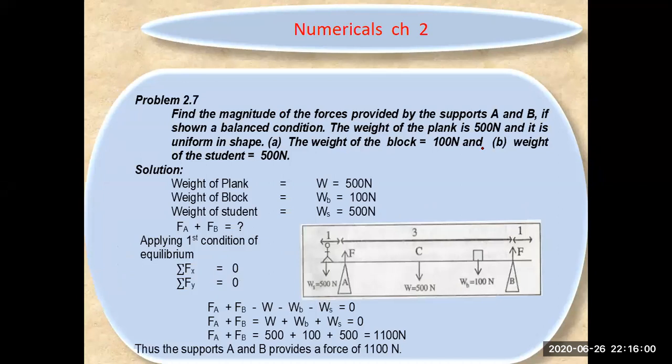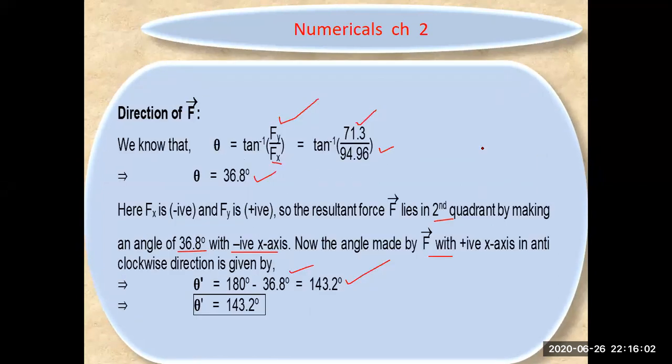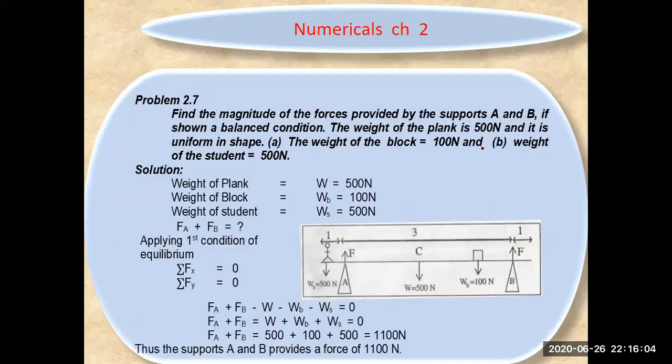That is, if you look here, is another problem. We need the magnitude of the forces provided by the supports A and B, as shown, in balance condition. This is A and this one is B. So it is in balance condition, it is balanced.